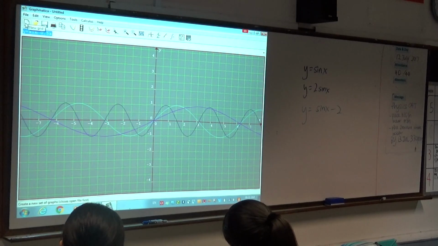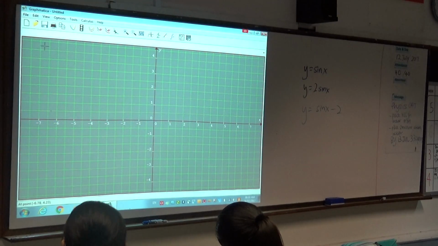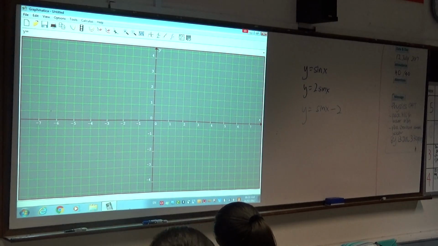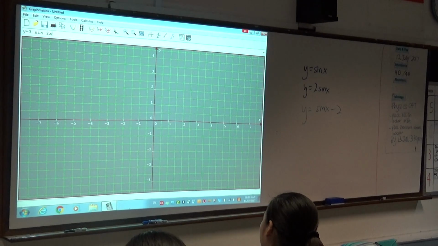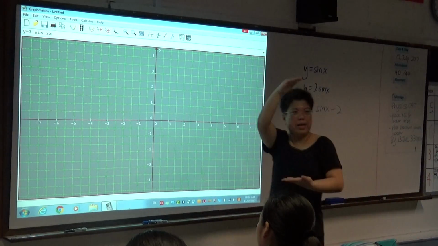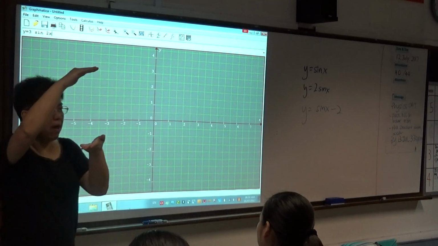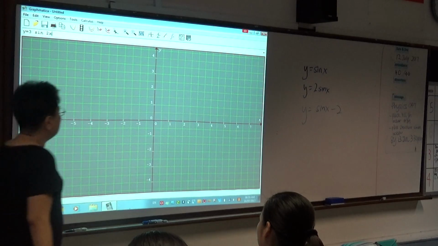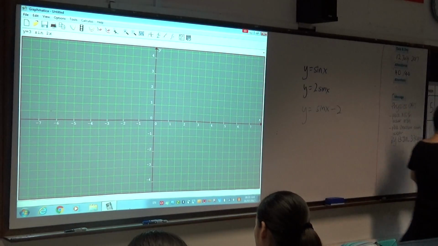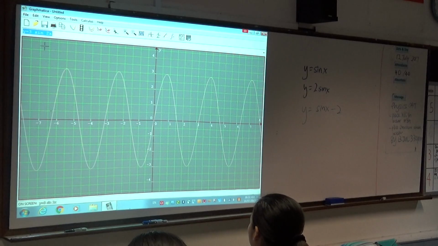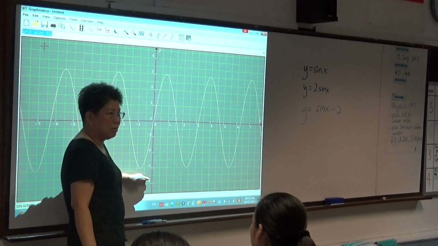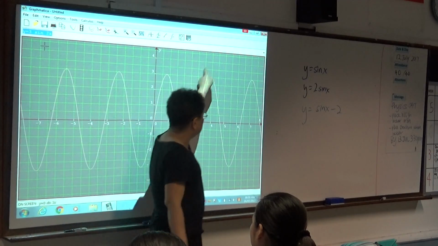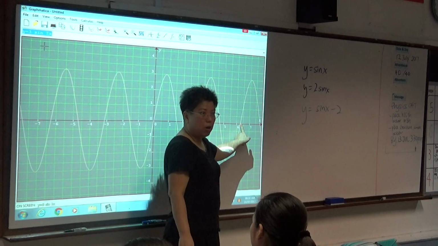Now I want to combine everything. You tell me what will happen, okay? y equals 3 sine 2x. What do you think will happen? What is the magnitude? 3, right? How many cycles? 2 cycles. Okay, let's see. Can you see? The magnitude is 3, right? Correct. Then you can see there is 1 cycle, 2 cycles until this is 2 pi, or 360 degrees.